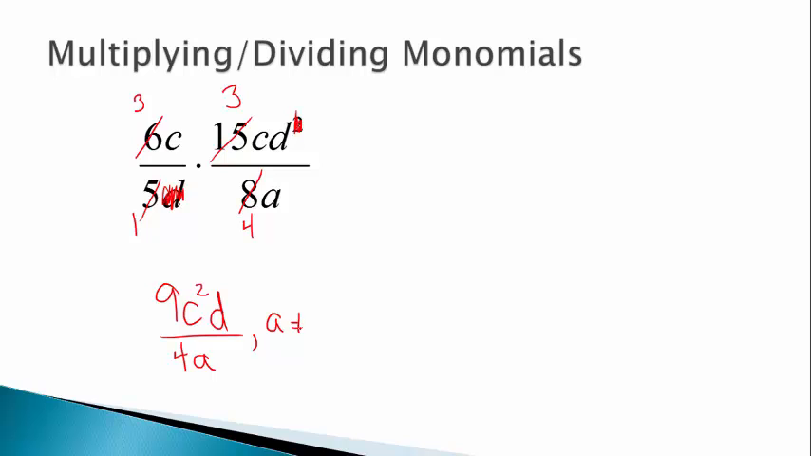Now the only other thing we have to do is give our restrictions. And for multiplication, our restrictions are just going to be the things that would make either denominator of the original problem 0. So in this case, if a were 0, I would have 8 times 0, and that'd be a problem. If d were 0, I'd get 5 times 0, which is also a problem. So those are my two restrictions. So the solution is 9c squared d over 4a, such that a and d cannot equal 0.